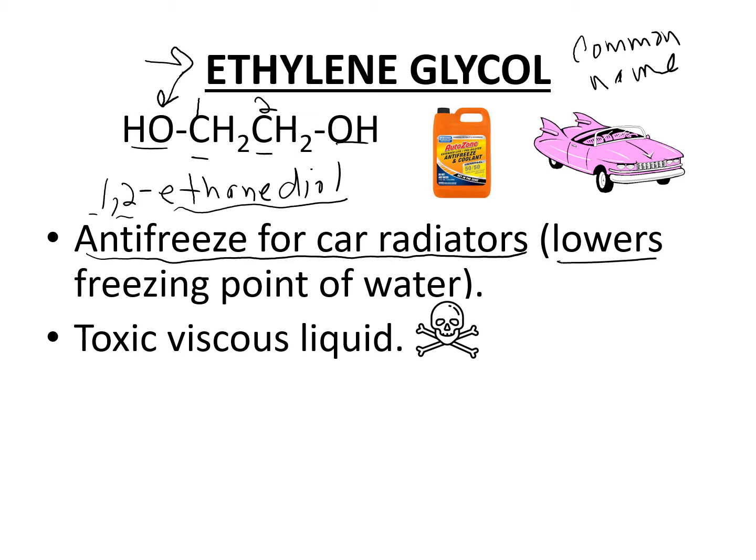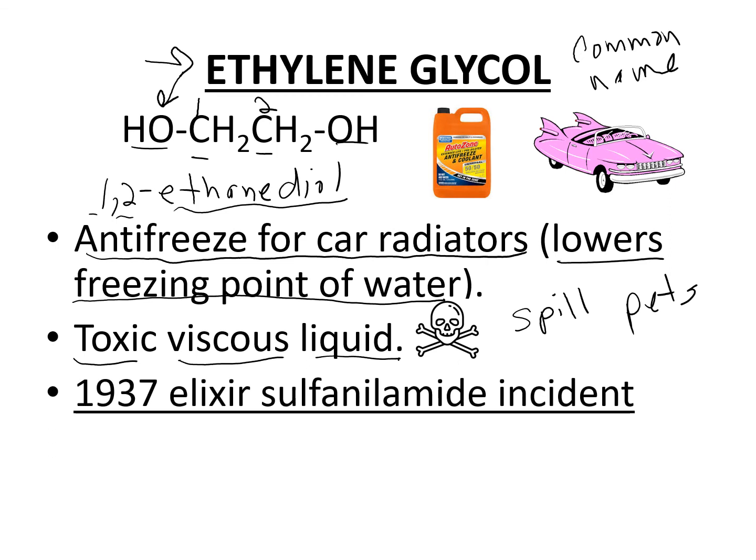Ethylene glycol is found in antifreeze, which is put in your car radiator. It works by lowering the freezing point of water. So the idea is you put antifreeze into your car in cold weather to prevent the engine from freezing. This is a toxic and viscous liquid, so if you spill anything on the ground, you want to clean it up immediately. Pets have been known to drink ethylene glycol or antifreeze because it tastes sweet, and they have ended up poisoning themselves. So you want to be really careful with that.